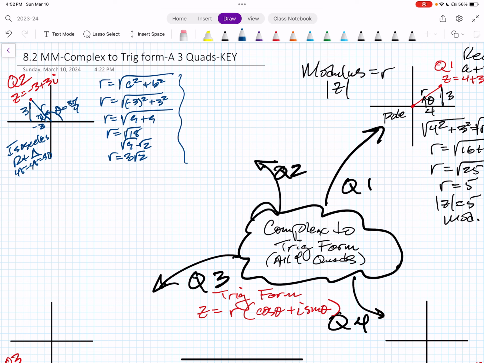Now I know just by looking at the triangle here what theta is, but here's what happens if you don't recognize it. You know that theta is the tangent inverse of b divided by a, which is 3 divided by negative 3.